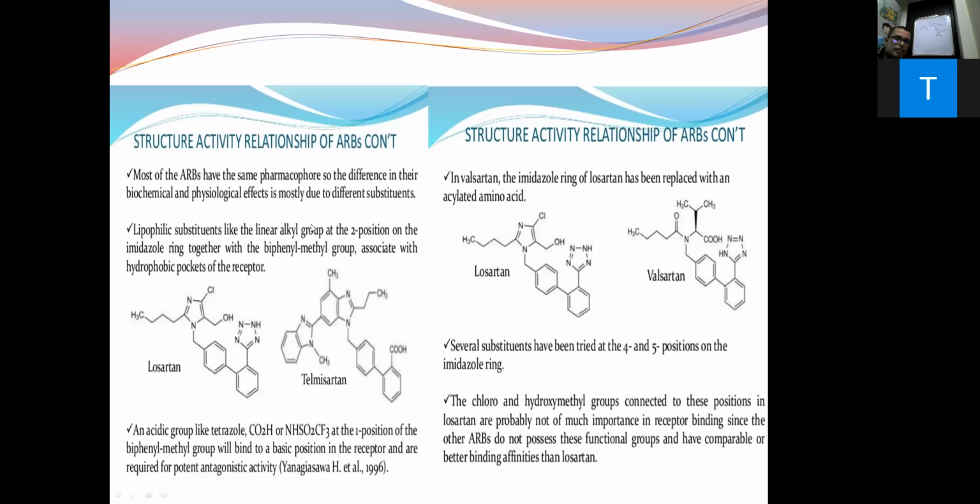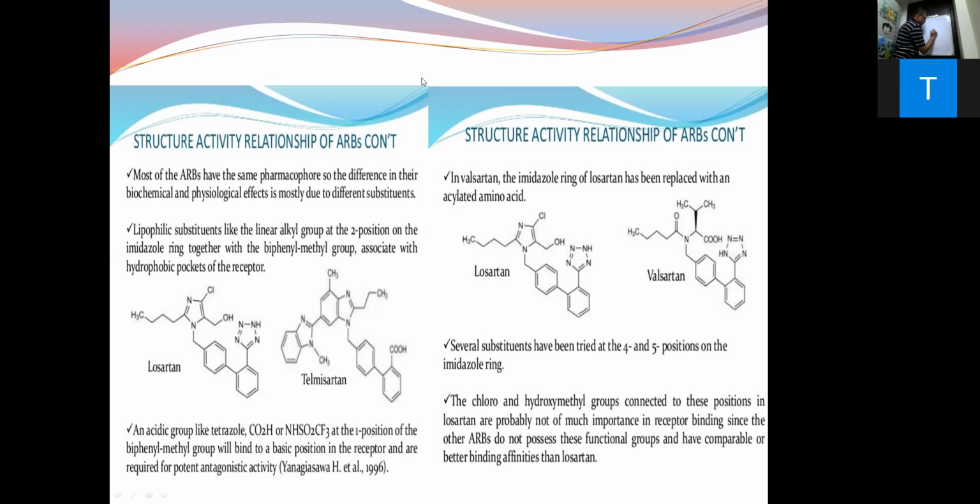What do you see as the difference between valsartan and losartan? You have everything the same, a biphenylic tetrazole, but the only thing is that your imidazole ring is replaced by an acylated amino acid. Okay, so let's draw the structure.